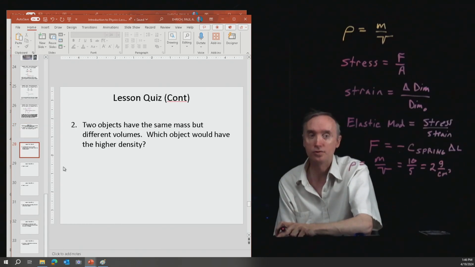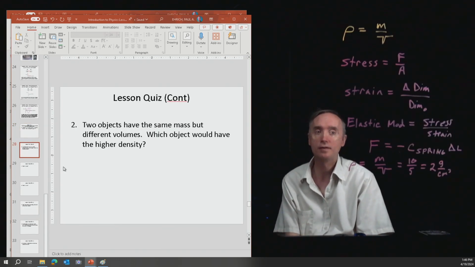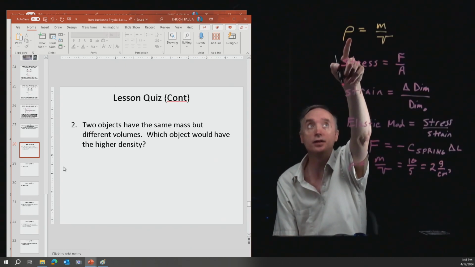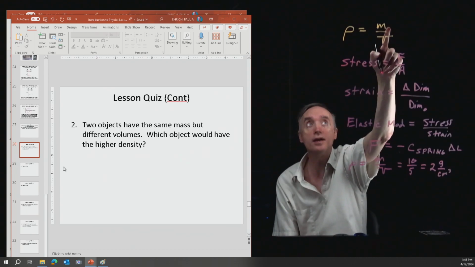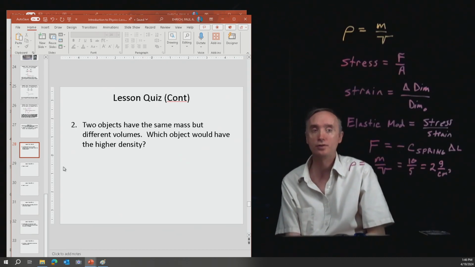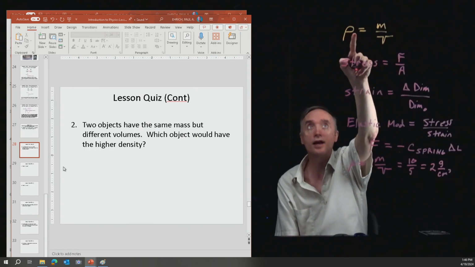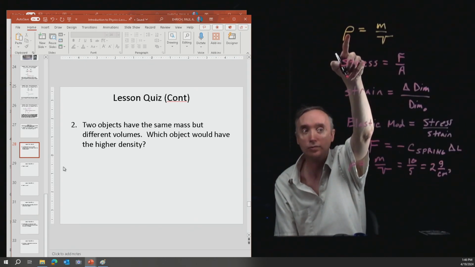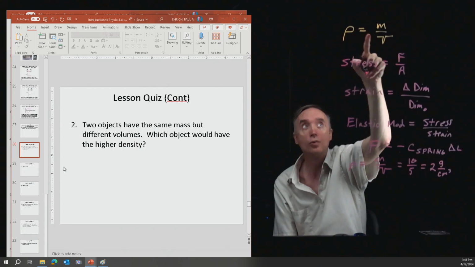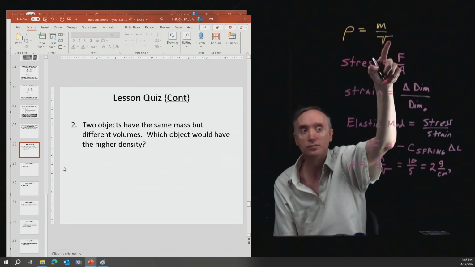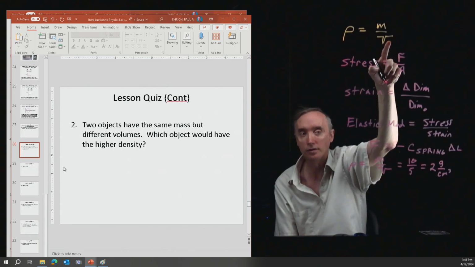Okay, question number 2. Two objects have the same mass, but they have different volumes. Which object would have the higher density? So we're going to compare the density of two different objects. Now the M is not going to change, but the V is. So if you want to have a large rho, a large density, what should you do to the V? Should you make it bigger or smaller?